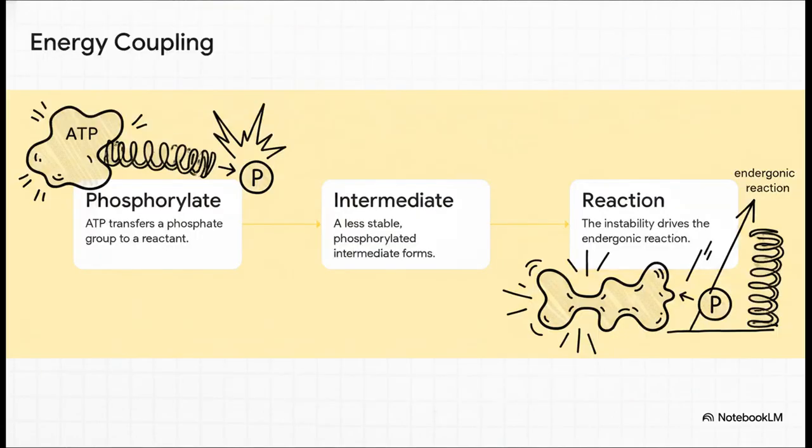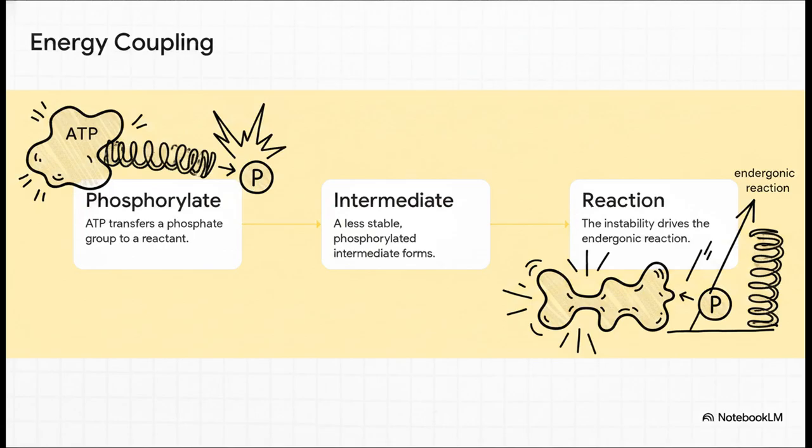So how does the cell actually release and use that compressed spring? We call the process energy coupling. First, ATP phosphorylates a reactant. That's a fancy way of saying it physically transfers one of those energetic phosphate groups to another molecule. Second, this creates a phosphorylated intermediate that is highly unstable and reactive. And finally, this new instability forcefully drives the endergonic, energy-consuming reaction to completion.